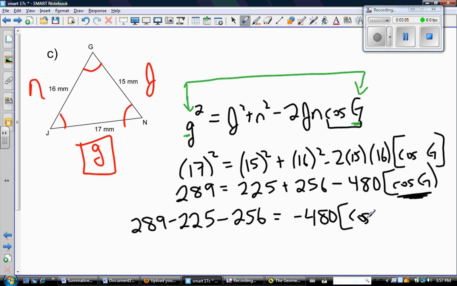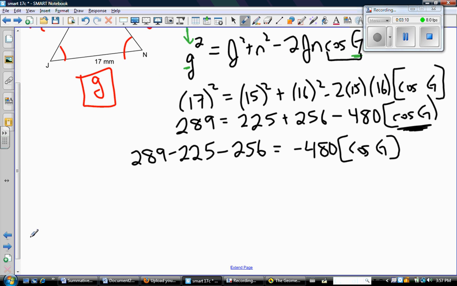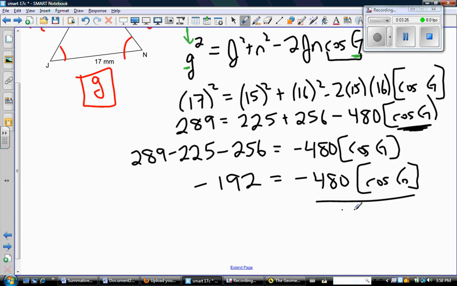And you can certainly do that in your calculator. So let's punch those numbers in and see what we get. 289 minus 225 minus 256. So I get negative 192 equals negative 480 cosine G. Again, I'm trying to isolate cosine G. So on both sides, we're going to divide by negative 480.